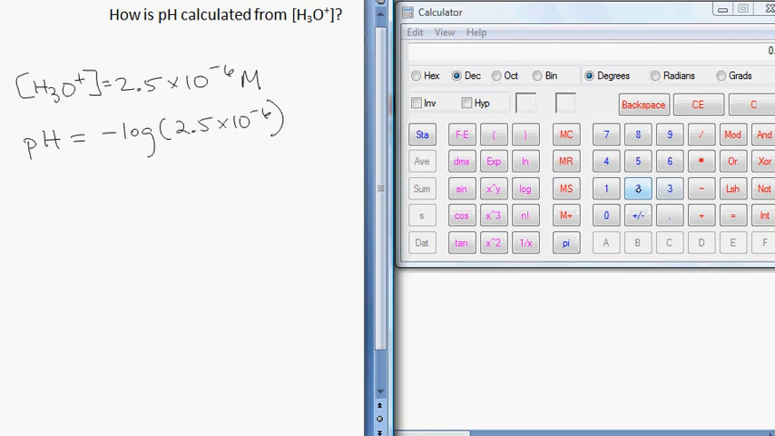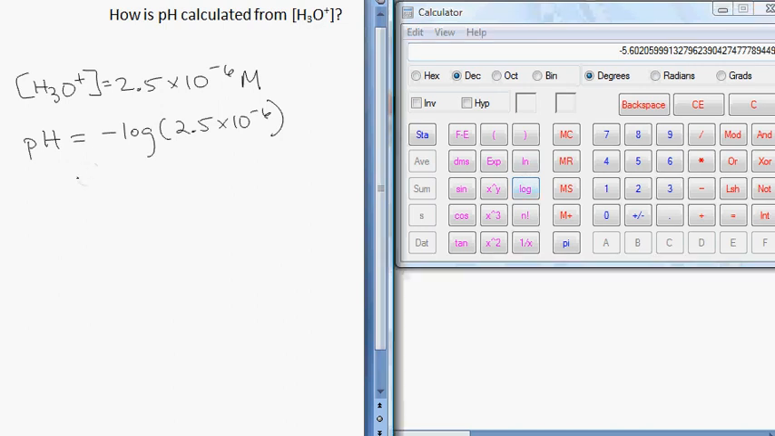We're going to punch in 2.5, and then to put that in our scientific notation, we press this little exponent button, and then minus 6. So we have 2.5 times 10 to the minus 6 on your calculator. This little exponent button might be an EE, it might be an E. You might have to read the directions or experiment to find out which button to use. Now we need to take the log of that. The log of that is negative 5.6.